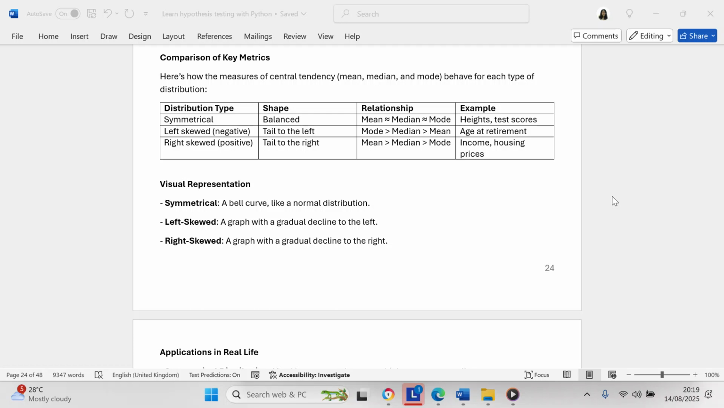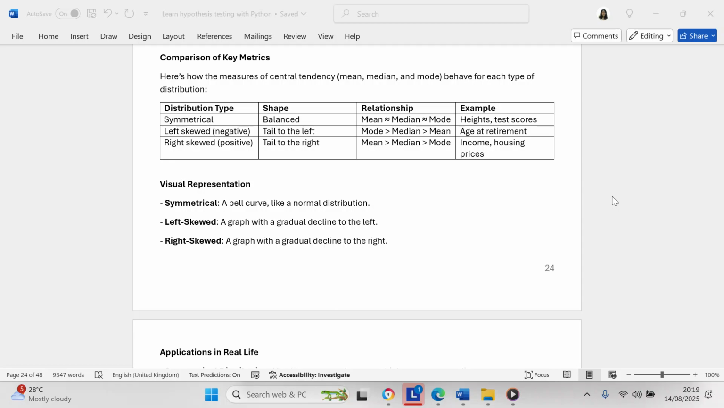In this video, we're going to compare the three distributions that I talked about in my three previous videos, being the symmetrical distribution, the left skewed distribution, and the right skewed distribution. So the symmetrical distribution is balanced, and the mean is going to be close to the median, which is going to be close to the mode. An example of a symmetrical distribution is going to be heights or test scores.